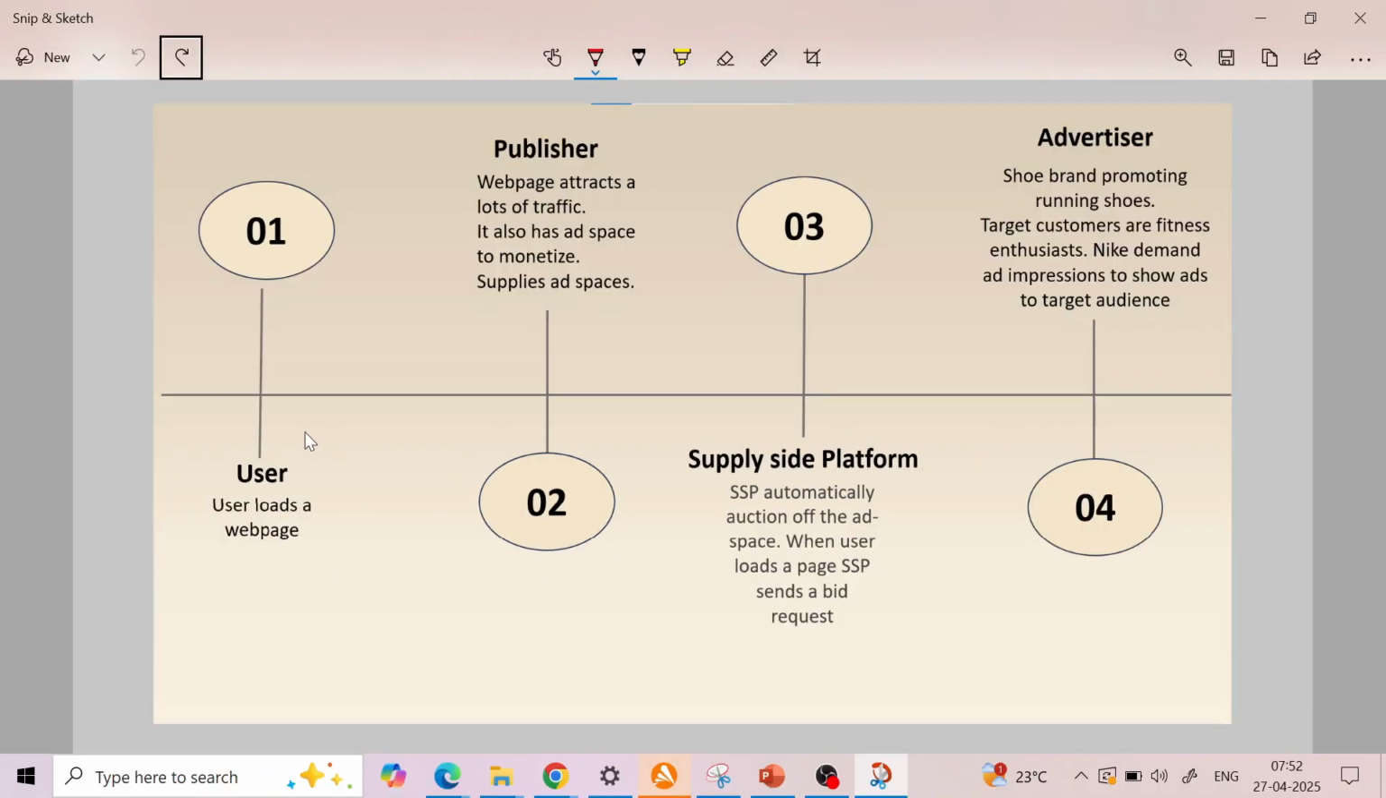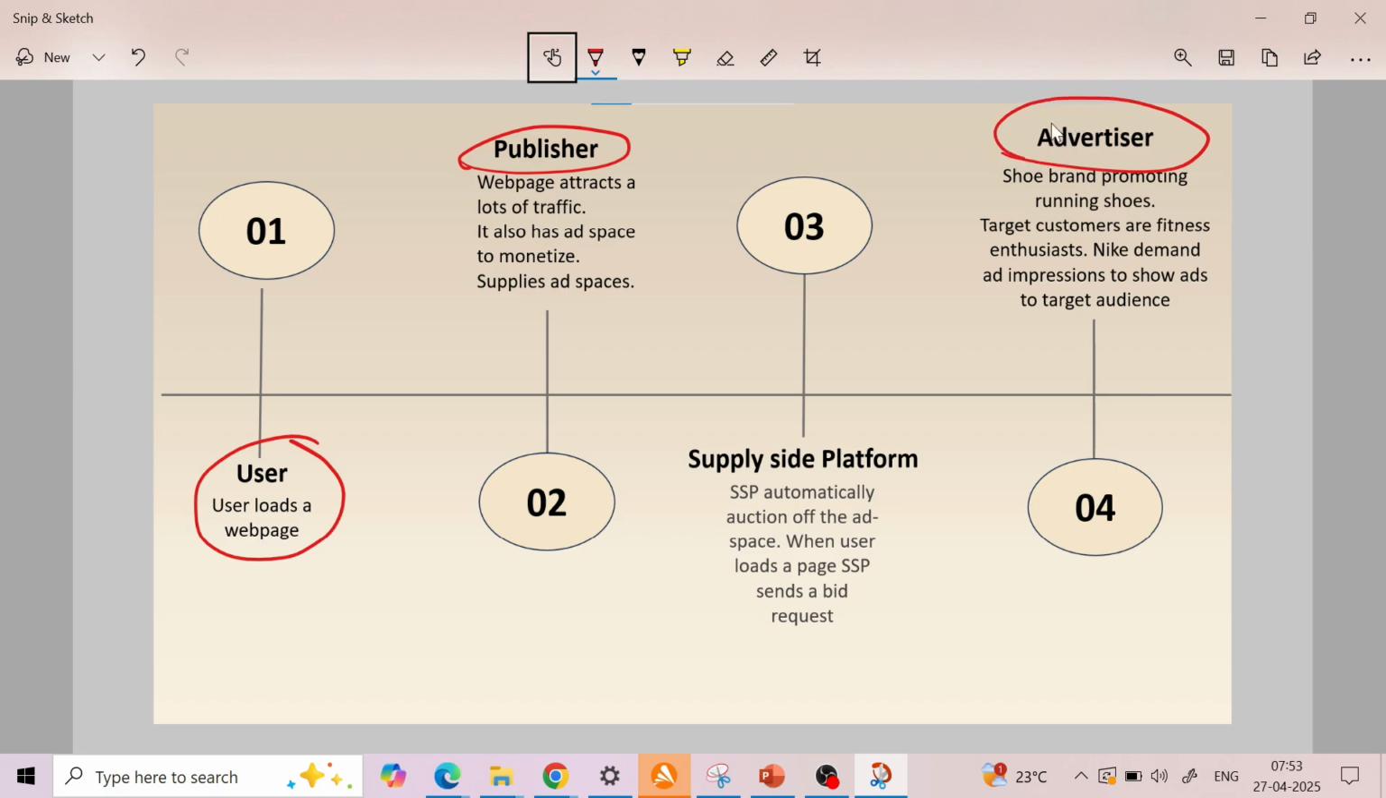So in the real-time bidding timeline, there are three main players. One is the user, one is the publisher, or the website that the user is loading, and the advertiser, the company or organization which wants to show an ad to this particular user. So how does it happen? Let's look into the timeline.